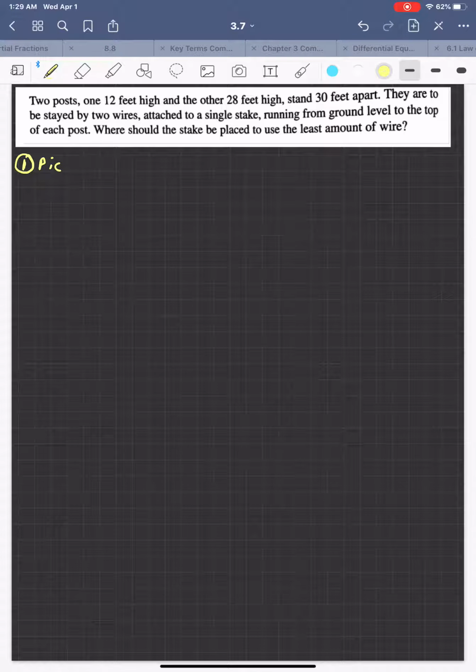Okay, so part B of optimization, chapter 3, section 7. So let's jump in. Let's start to challenge ourselves a little bit more. Okay? So let me read the following problem. It says, 2 posts, one 12 feet high, the other 28 feet high, stand 30 feet apart.